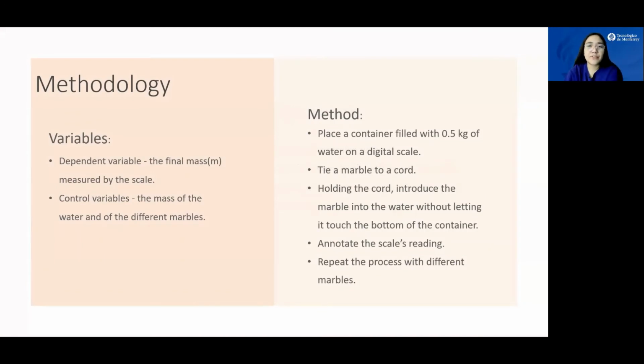So the methodology for this experiment includes the variables, which are the dependent, the final mass measured by the scale, and the control variables, the mass of the water and of the different marbles. The method was to place a container filled with half a kilogram of water on a digital scale, tie a marble to a cord, holding the cord, introduce the marble into the water without letting it touch the bottom of the container, annotate the scale's reading, and finally repeat the process with the different marbles.